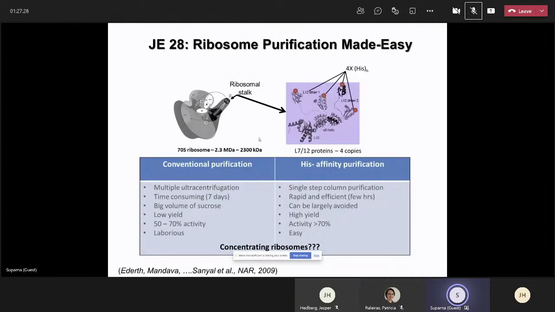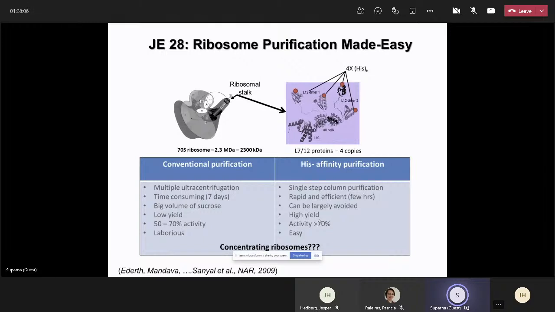So after achieving that, I come to the point of why I said that the ultracentrifugation can be largely avoided. Because in the His-tag affinity purification, after elution from the affinity column, you get the ribosomes in very good quantity, but still the concentration is low. And you need to concentrate it further in order to allow proper storage by shock freezing at minus 80 degrees centigrade for future use.